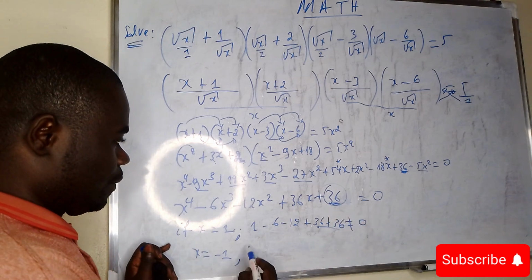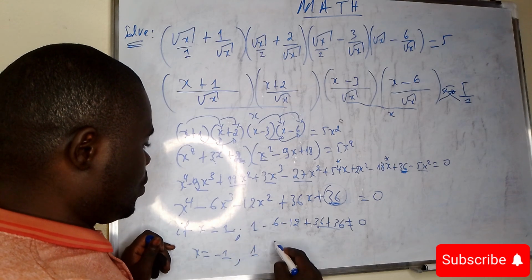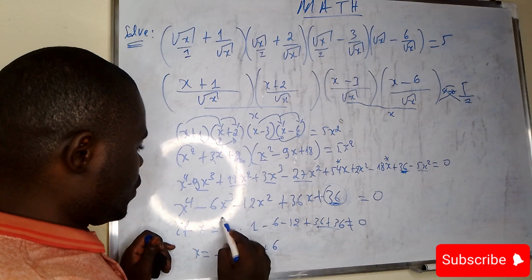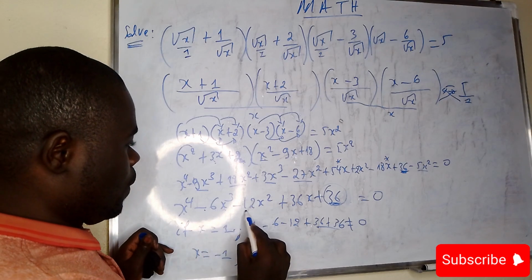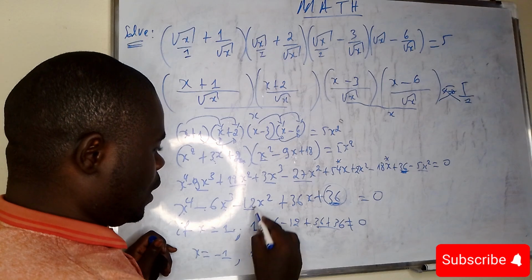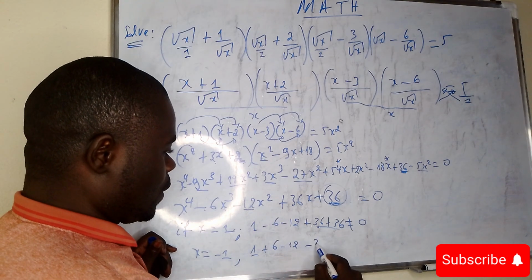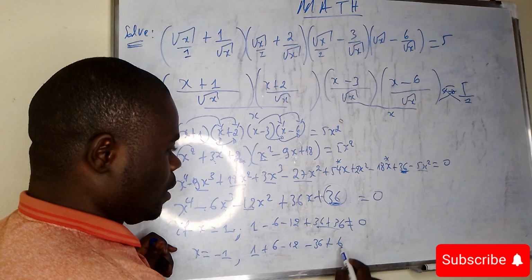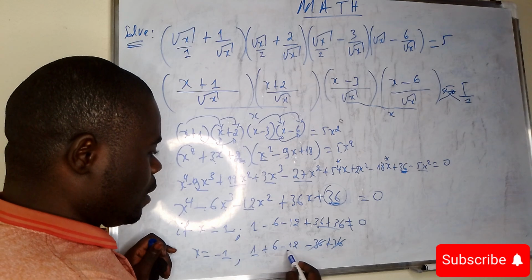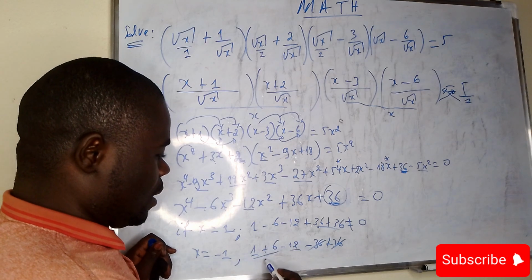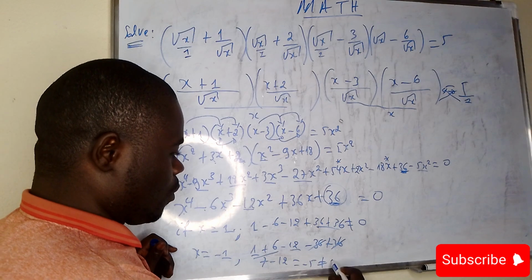When you put negative 1, you get 1 also. You get positive 6, because negative 1 cubed is negative 1, times this negative, you get positive 6. Then negative 12, because negative 1 squared is positive, times negative 12 is negative 12. Then negative 36, positive 36. You can see that this one will simplify, but this one is greater than the rest. This is 7, this is negative 12. This is equal to negative 5, which is different from 0.